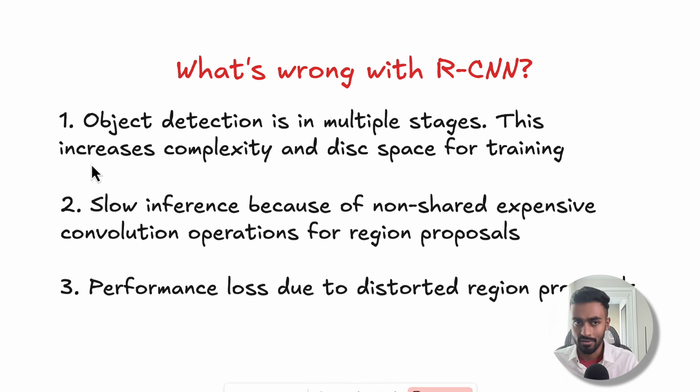Now, I've written all those three issues out right over here. So in summary, object detection is in multiple stages. This increases complexity and disk space for training. Two is that there's slow inference because of non-shared expensive convolution operations for region proposals. And the third issue is performance loss potentially due to distorted region proposals.